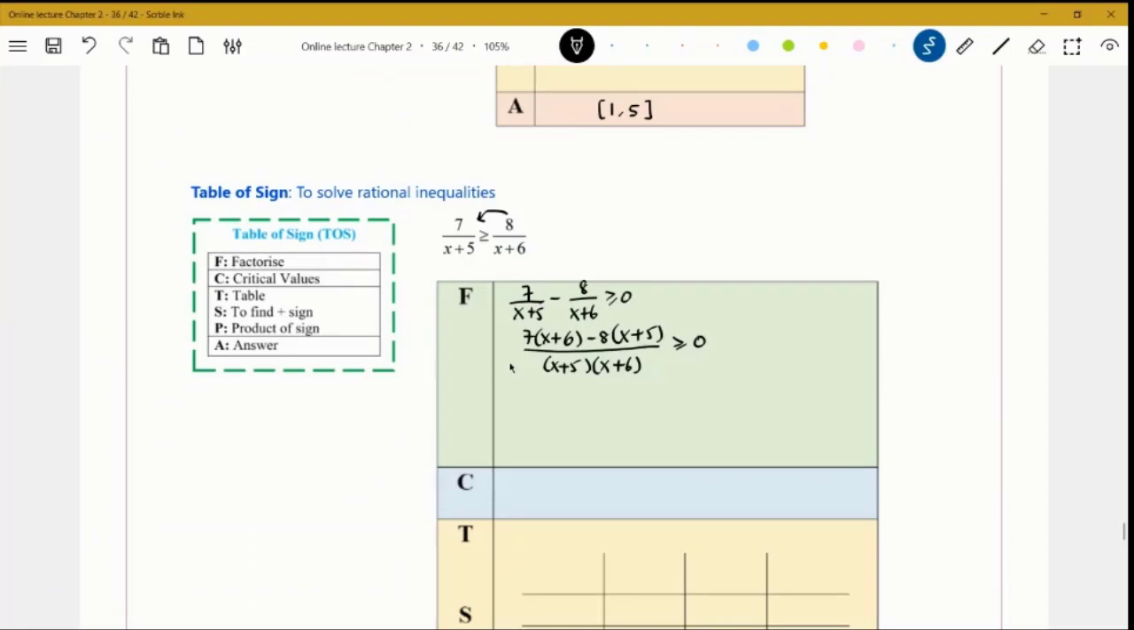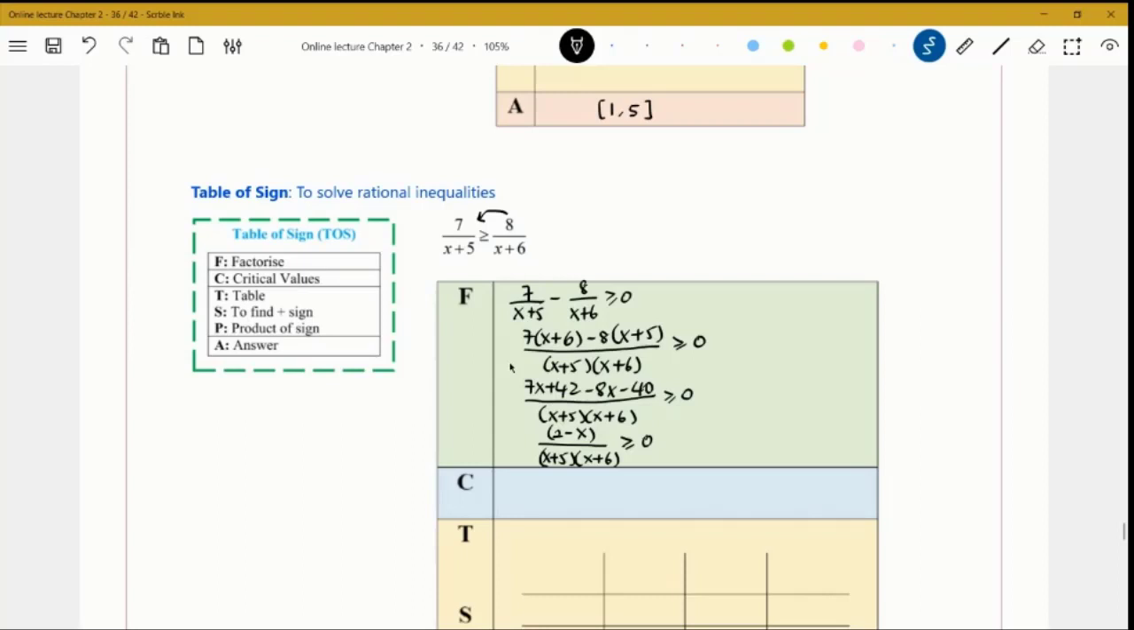Okay, so we only solve the upper part. So 7x plus 42 minus 8x minus 40. And then the whole thing salin balik bahagian bawah, is greater than equal to 0. Okay, so bahagian atas kita akan dapat 42 minus 40 is positive 2. 7 minus 8 is a negative. So we end up 2 minus x over (x+5)(x+6). So we have 3 factors.